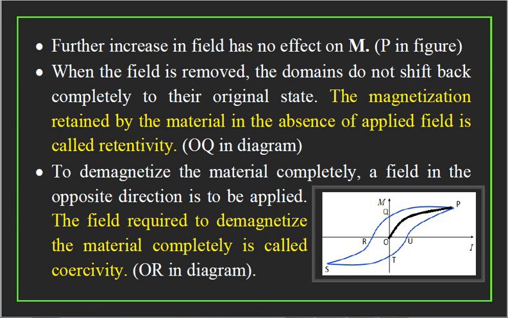That is at the point R. So OR is the reverse magnetizing field which is to be applied to demagnetize the material completely, and this field is called the coercivity of the material. This is OR in the diagram.